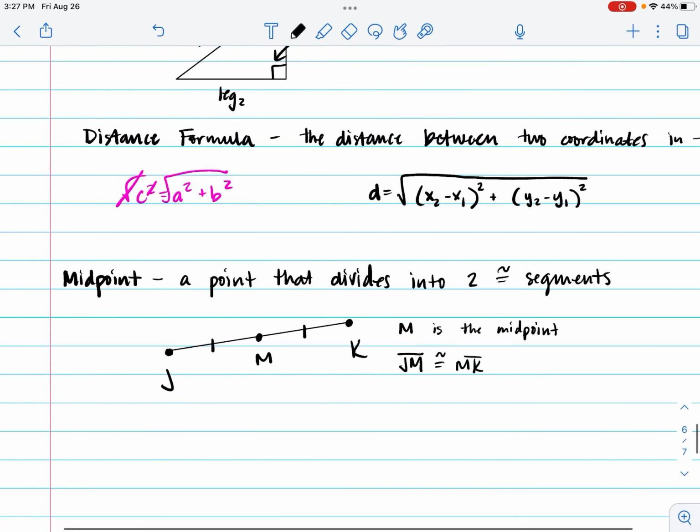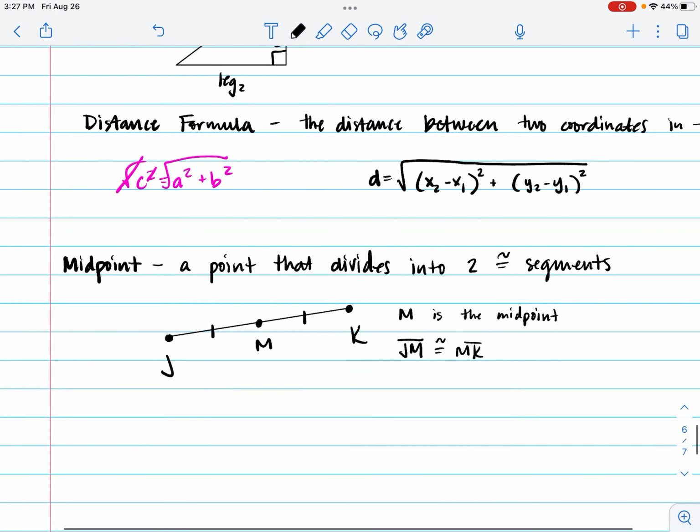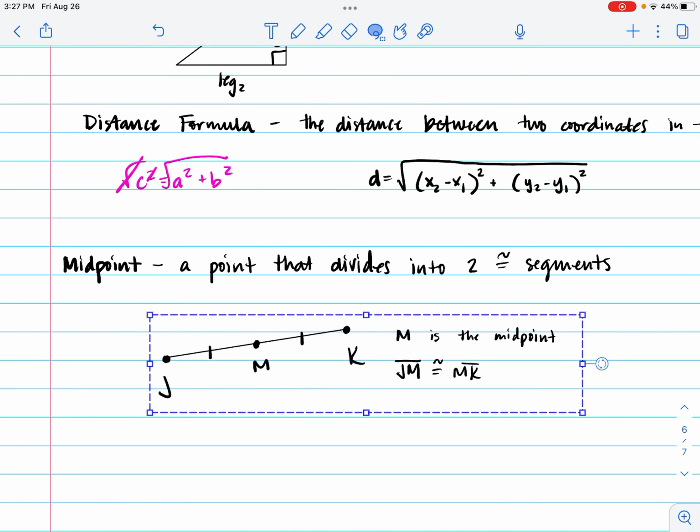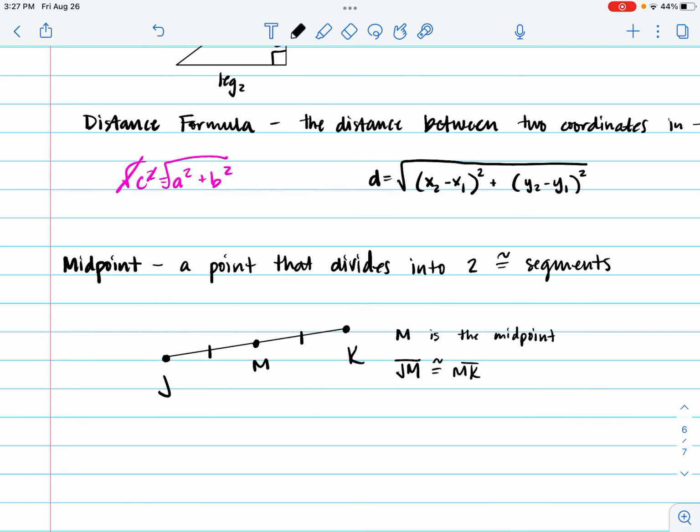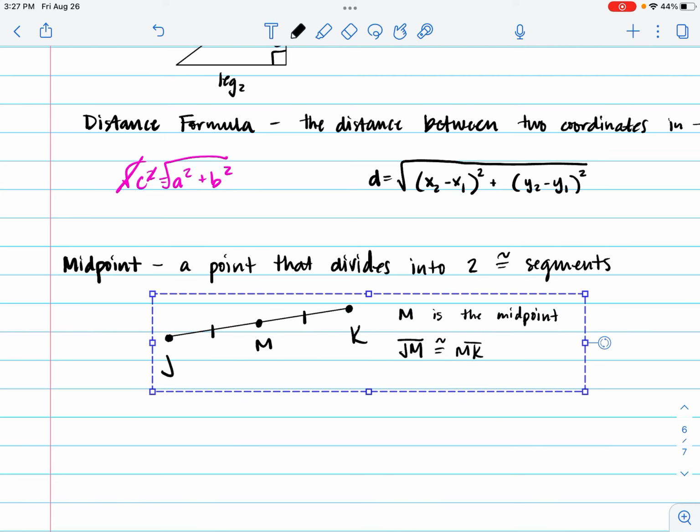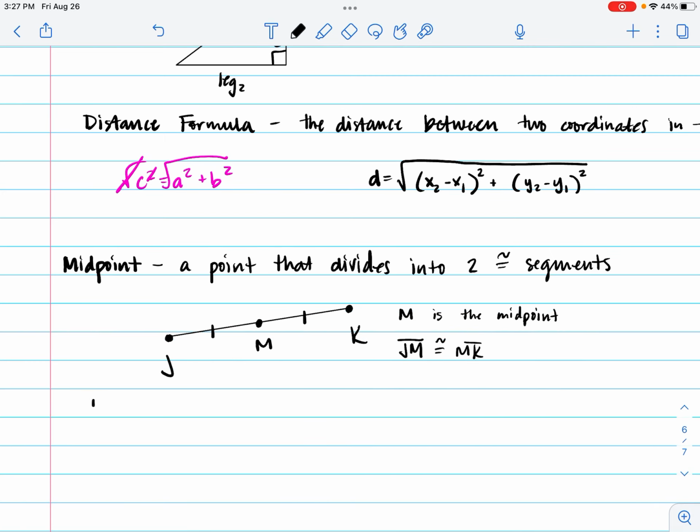With that said, using this in the coordinate plane, we need to use XY points. So we use the midpoint formula. Sorry, I should have given this a little bit of extra space. It's a point that divides a segment into two, and there's a midpoint formula. I guess we could do it right below it. Here's the midpoint formula. Just so it doesn't mess up your notes, put it right underneath.